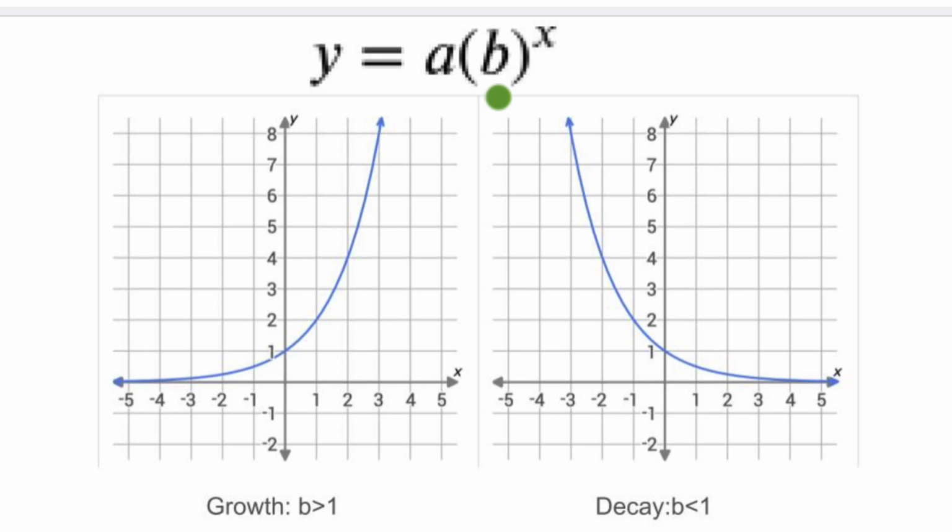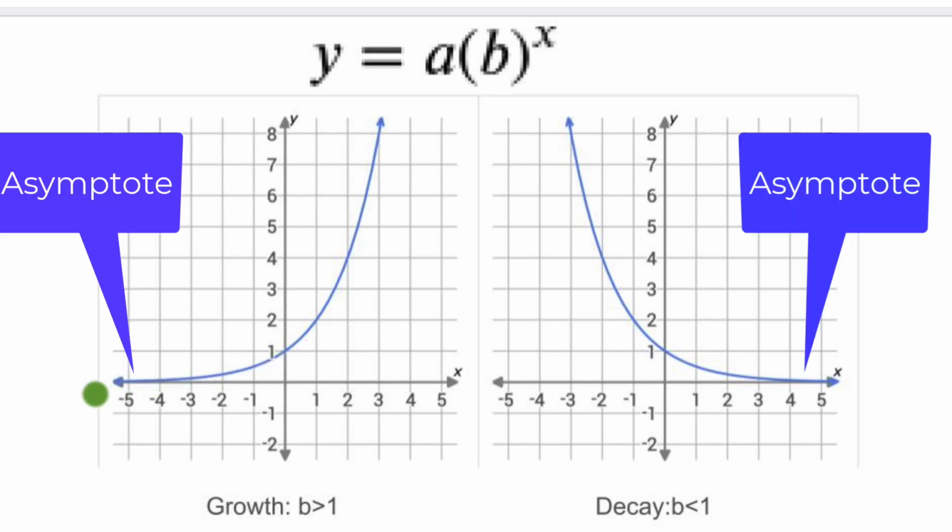The important thing to remember is that anything to the 0 power isn't 0. Remember, it's 1. Also, exponential functions are going to have an asymptote. That's a line that the function will not cross.